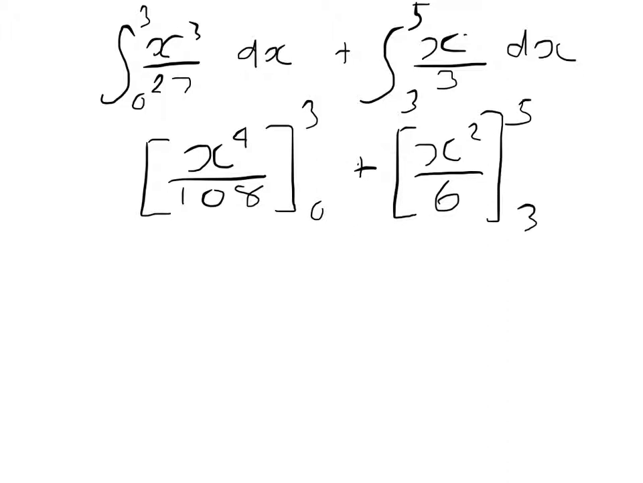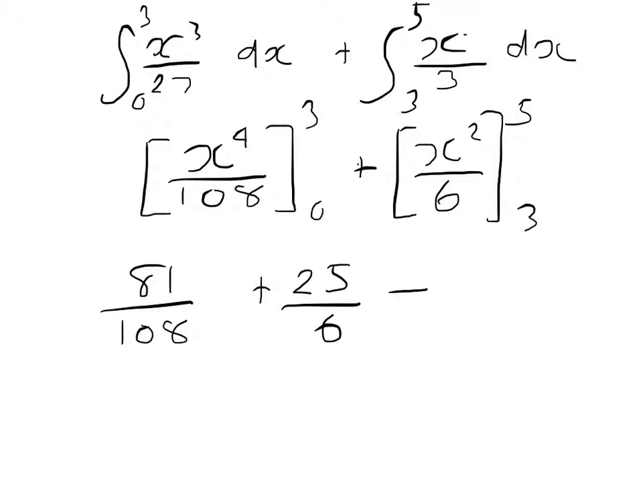So 3 to the power 4 is 81. So 81 over 108. Plus 5 squared is 25 over 6, and then take away 9 over 6. So we'll put that through the calculator, which equals 3.417.